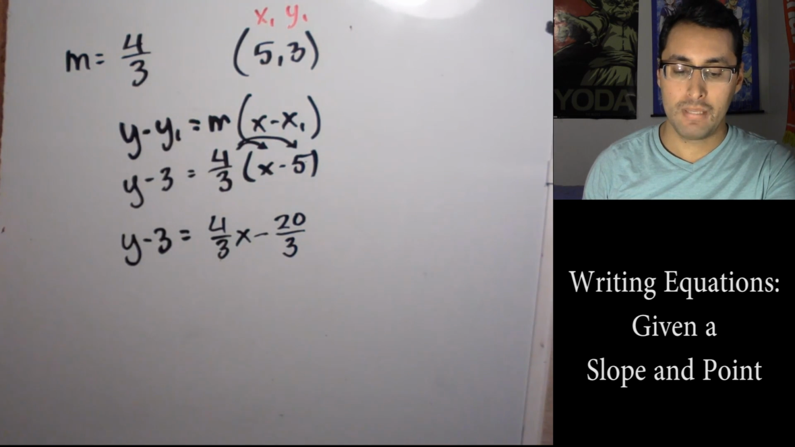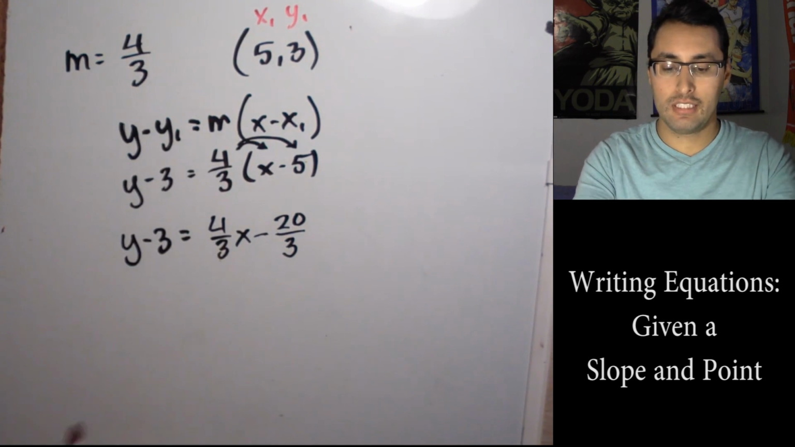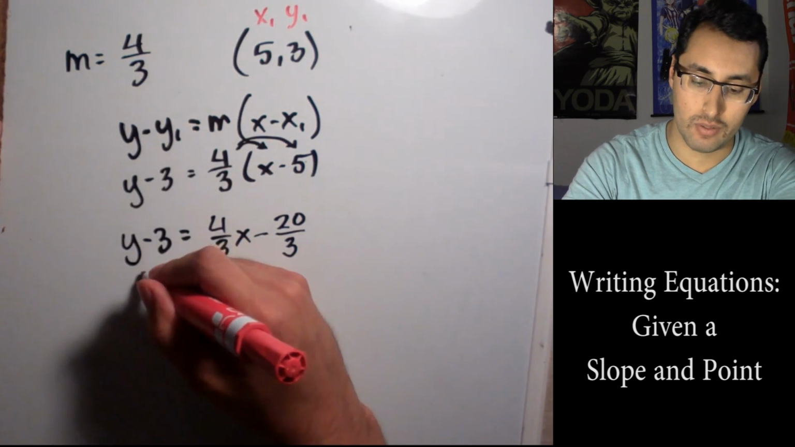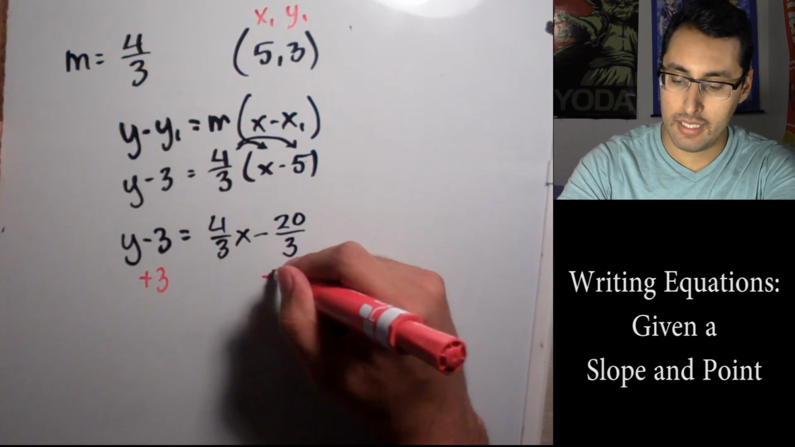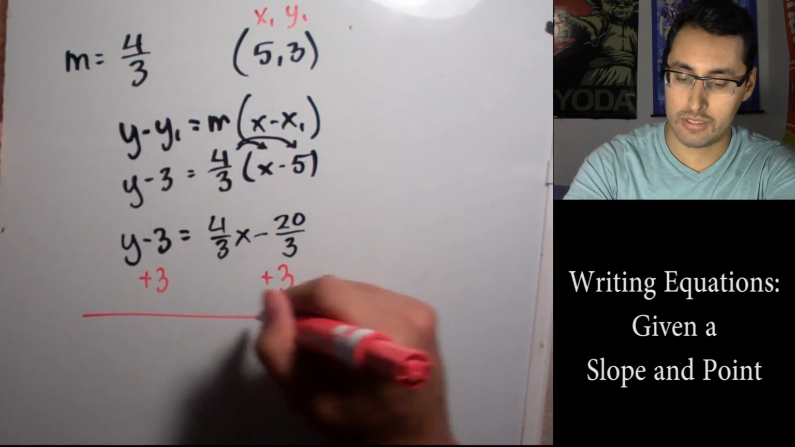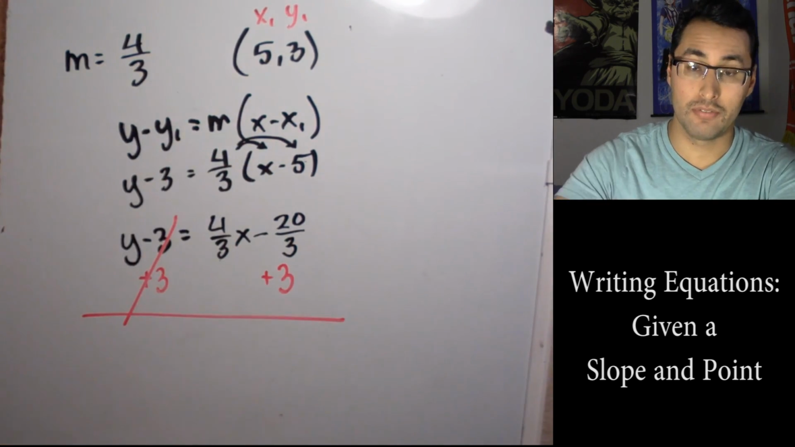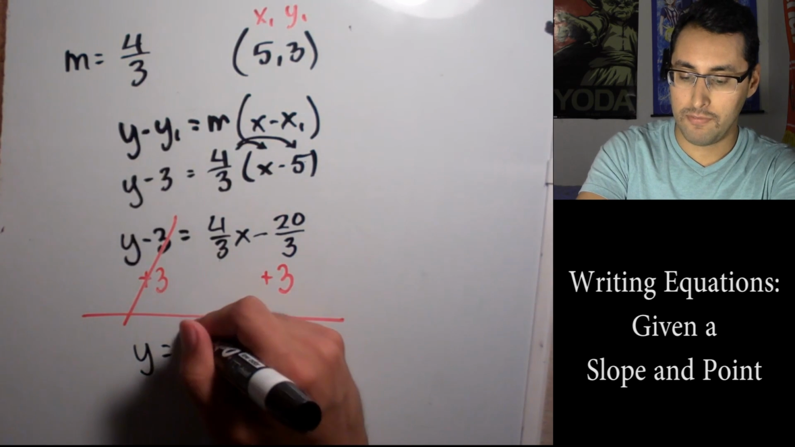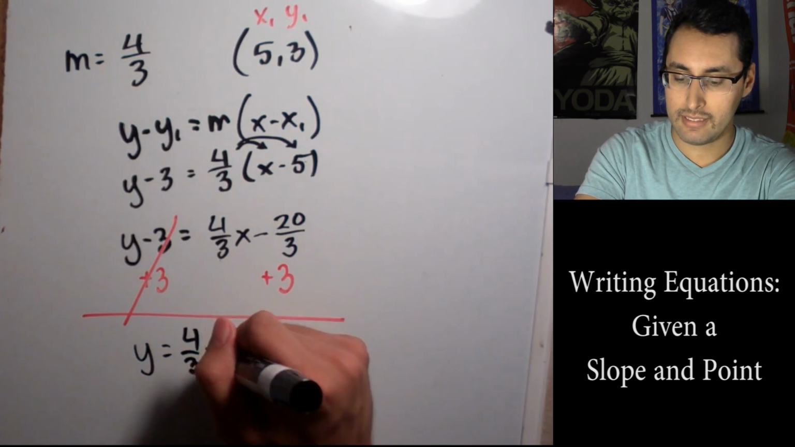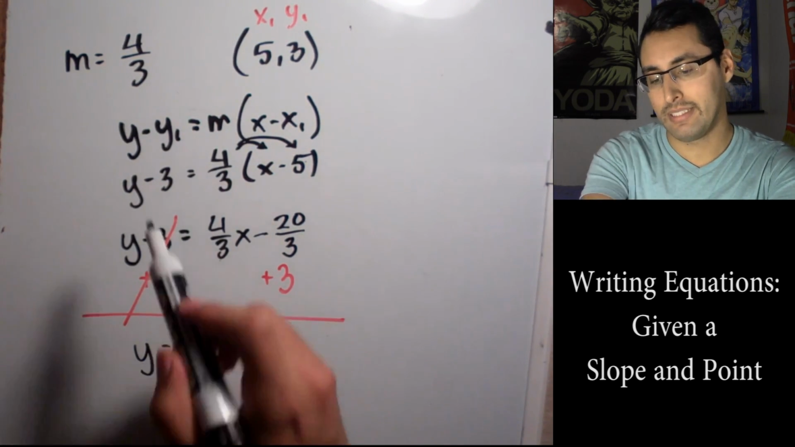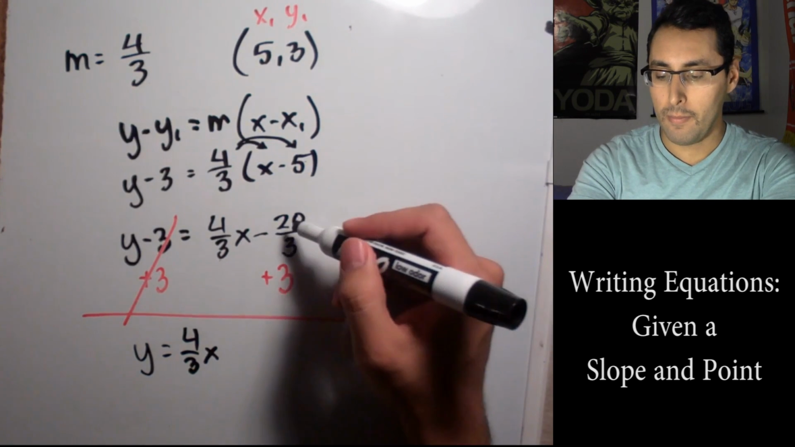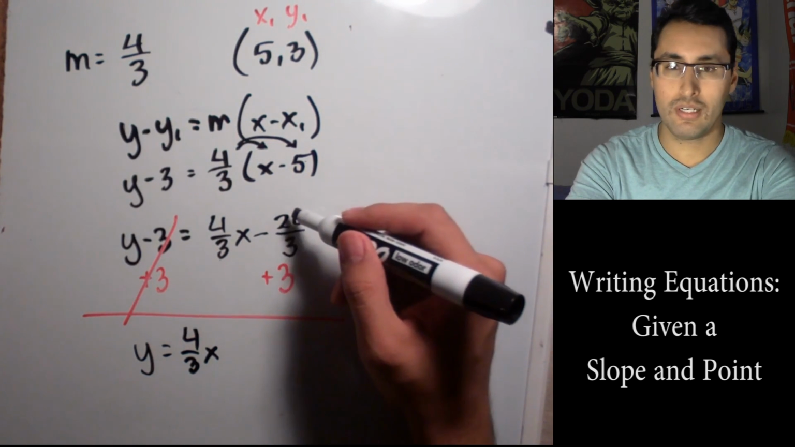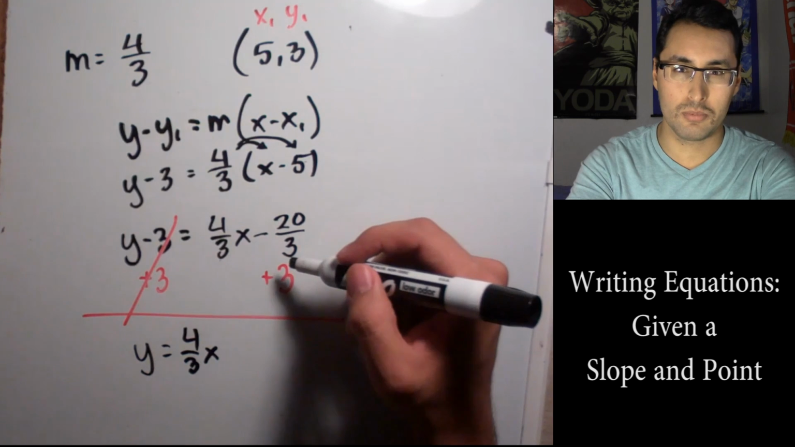Okay. Now over here, we have to get y by itself. So we're subtracting 3, I'm going to add 3 over here. So add 3, add 3. Okay, so this goes away. Right, we use the inverse. So now y equal to, we're going to have 4/3 x. Right, I got that from my slope. Now minus 20 over 3 and then plus 3.